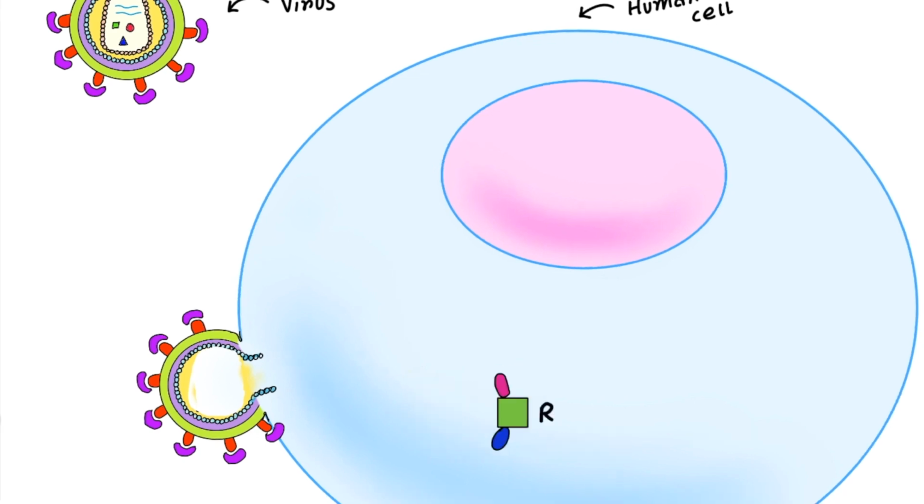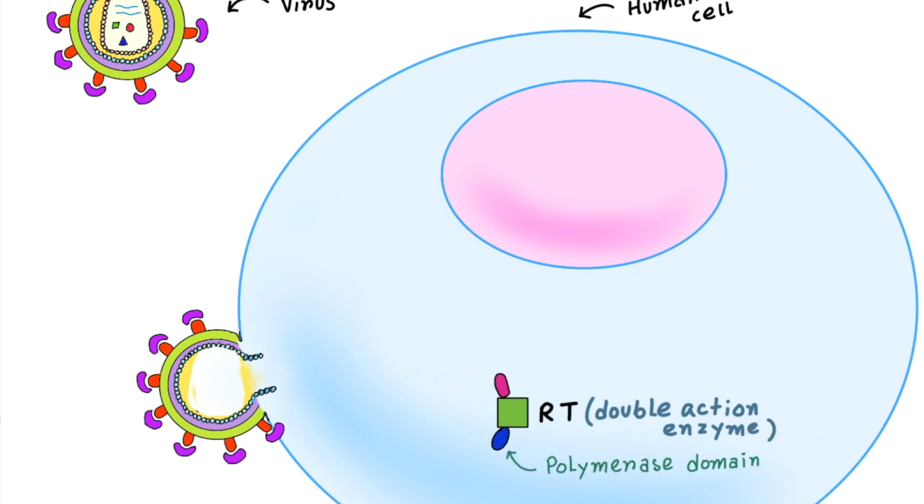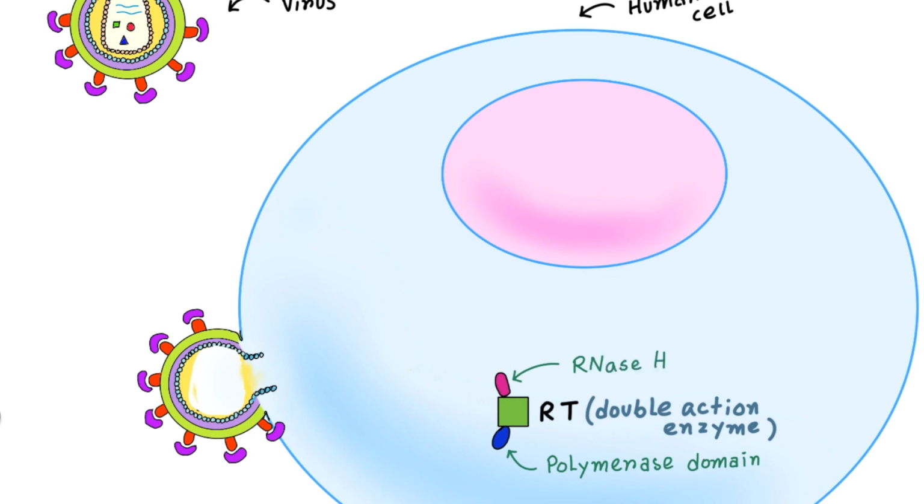The first enzyme which comes into action is reverse transcriptase, which is a double action enzyme. It has two functional domains. One is the polymerase domain and the other is the RNase H domain. It is called reverse transcriptase because it can generate complementary DNA from an RNA template. This process is called reverse transcription. Let's see how it works.